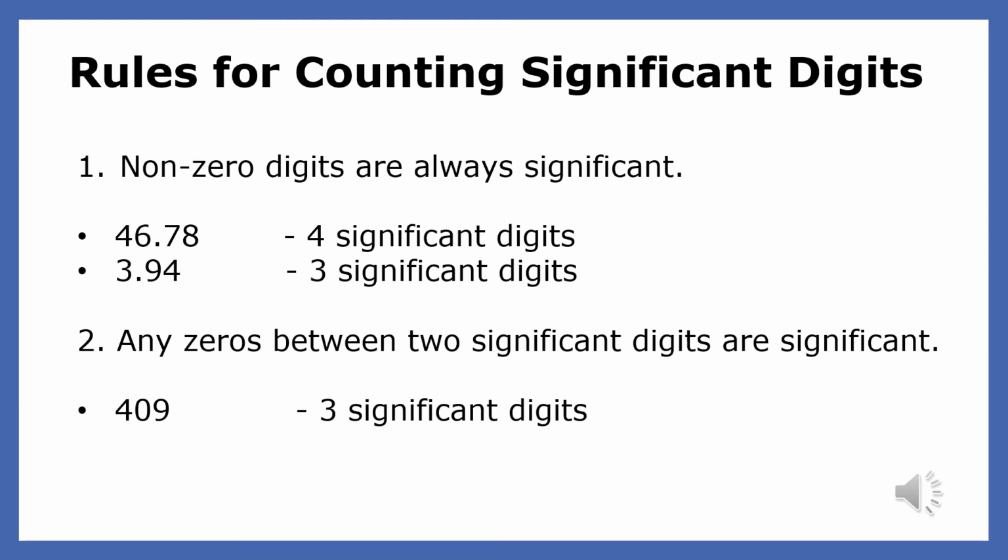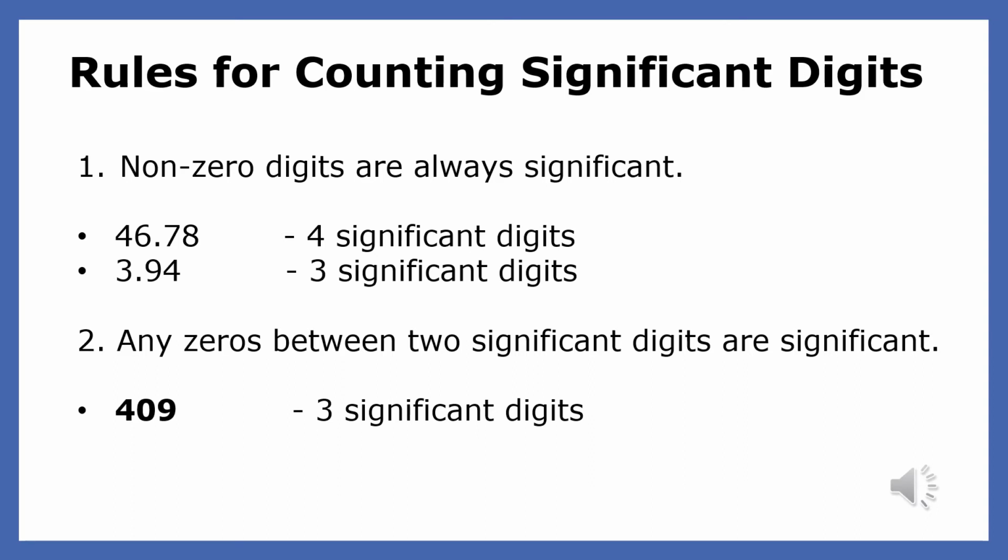Rules for counting significant digits. When you multiply, divide, or add numbers in physics, your answer must reflect the number of significant digits that were put into your equation. So you must be able to find the number of significant digits in all the numbers you're putting into your equation. Rule number 1, non-zero digits are always significant.